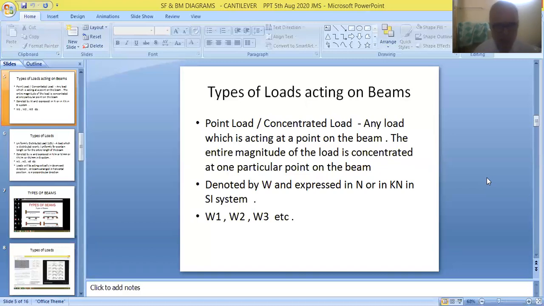It can be a cantilever or it can be a simply supported beam. In some places we come across only one load acting on the beam, and in some places we come across several loads acting on the beam. So if that is the case, W1 is used for indicating the first load, W2 for the second load, and so on and so forth. In general, capital W is used for representing the magnitude of point loads.